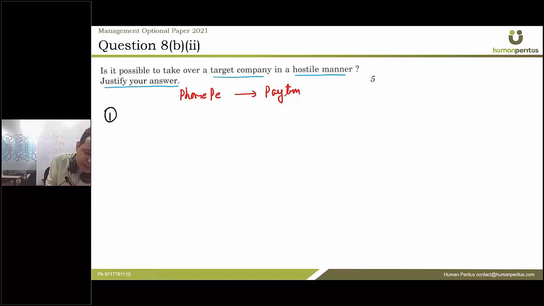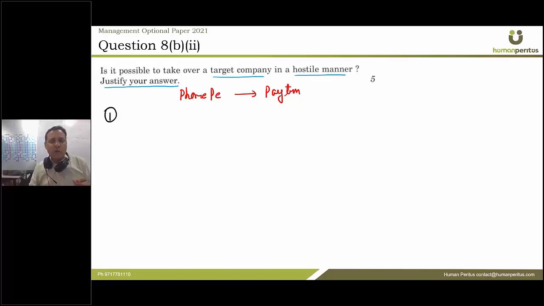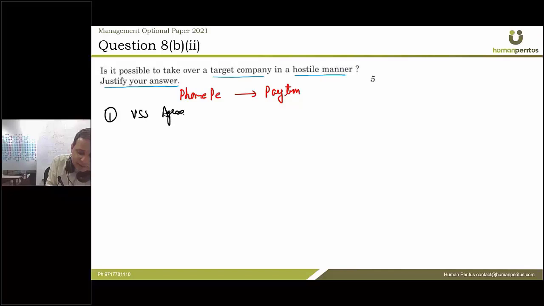So guys, first step. What will happen in the first step? The management of PhonePe will go to the management of Paytm and tell them, we want to acquire your company. Typically, the CEO or CFO of PhonePe goes. Who is the CEO of PhonePe? Mr. Sameer Nigam. Probably he will meet Vijay Shekhar Sharma and tell him, we want to acquire you. If Vijay Shekhar Sharma, VSS, agrees, then what will happen?